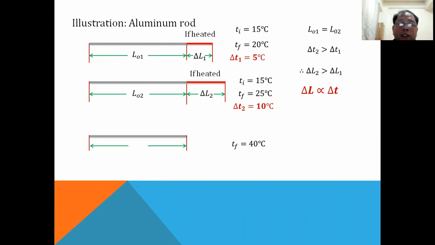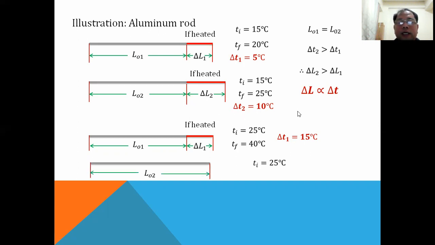Now, what if we keep the temperature the same, but we vary the original length? So maybe now we will have a different case there. Tripling the original length, maybe we will also triple the change in the length there. So again, not changing the temperature will change the length of the metal.